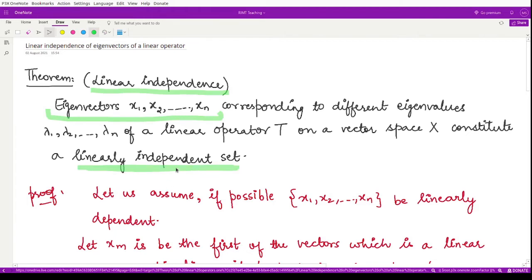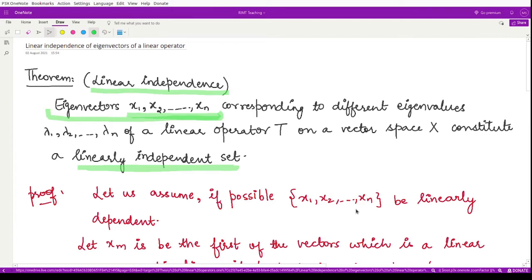Now its proof is very simple. So let's see how we can prove this. For that we prove as usual using the method of contradiction. So what we do, if possible, we assume that this set of eigenvectors is linearly dependent. So this is what we are doing. We are assuming x1, x2 up to xn to be linearly dependent.